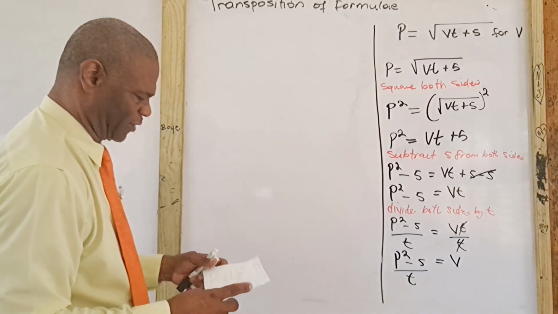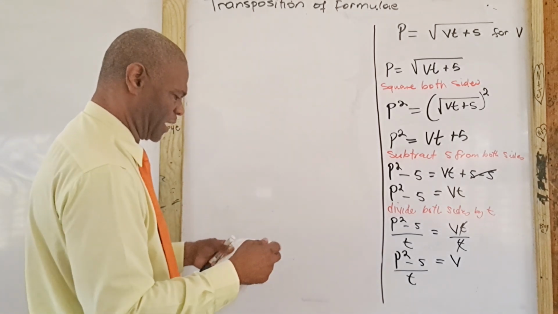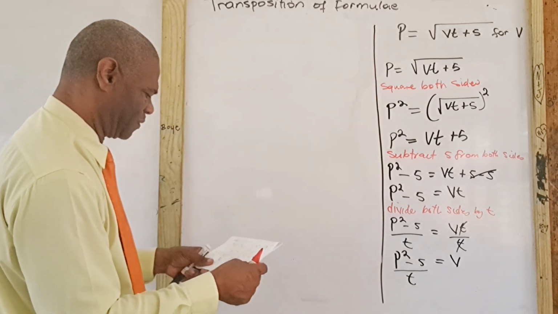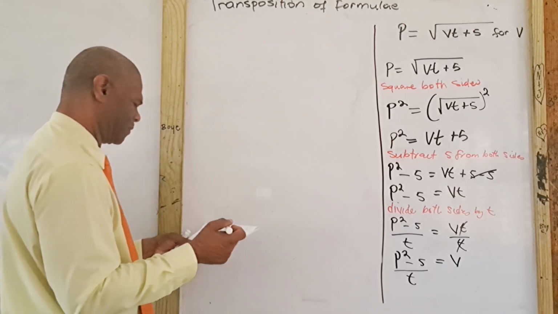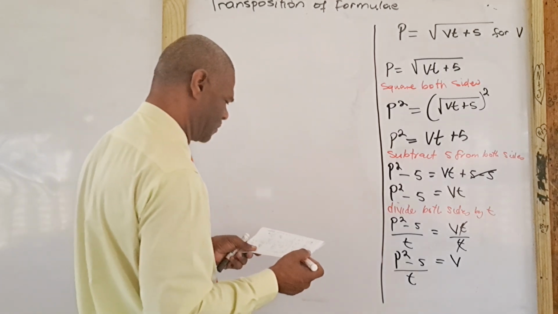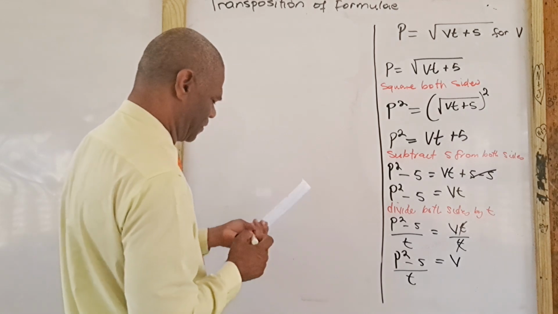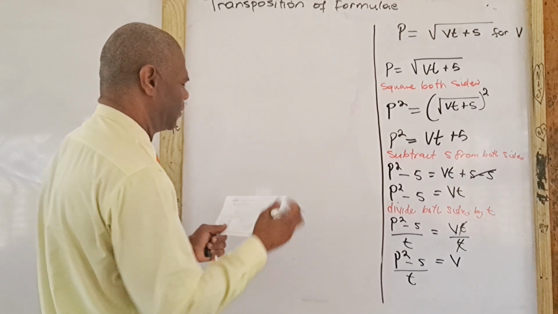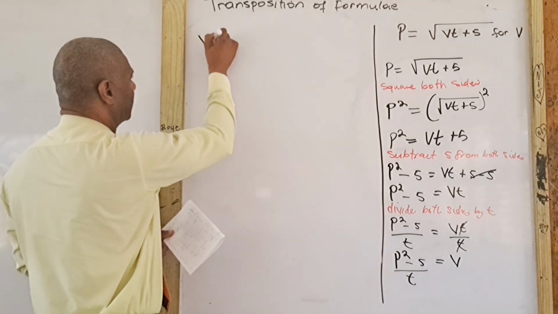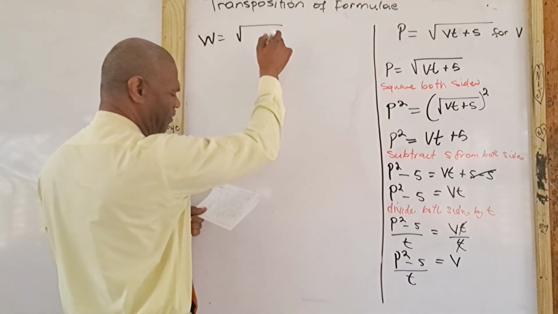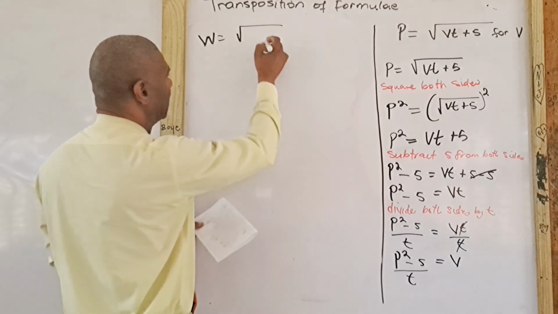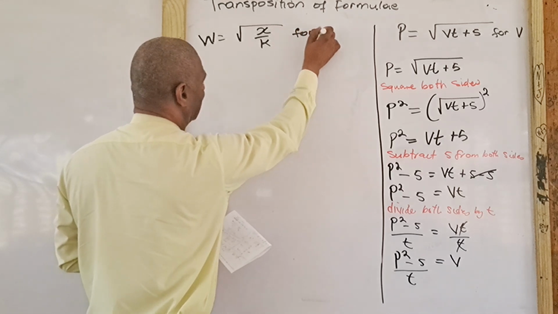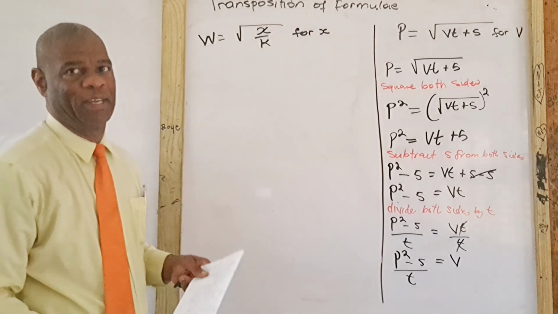Let me see what we have here. So we have w equals the square root of x over k. We want to make x the subject, right? We want to make x the subject.